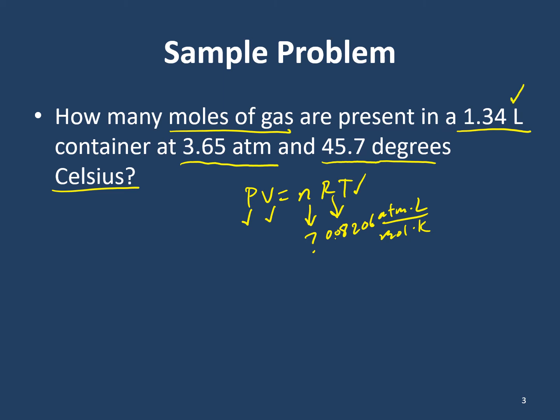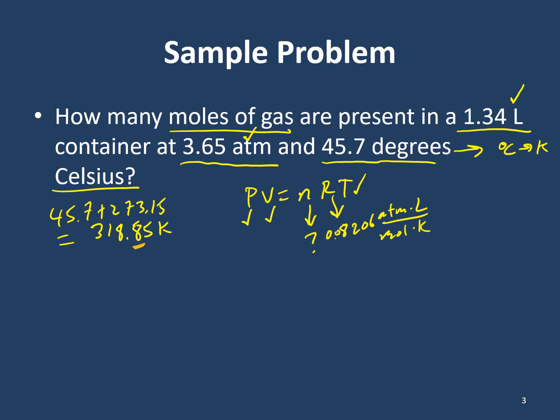Volume is in liters, pressure is in atmospheres, except for Celsius. We're in Celsius, we need to get that to Kelvin. So we know 45.7 plus 273.15 gives me my temperature in Kelvin. This is 318.85 Kelvin, with the 8 being the last significant figure in the number.